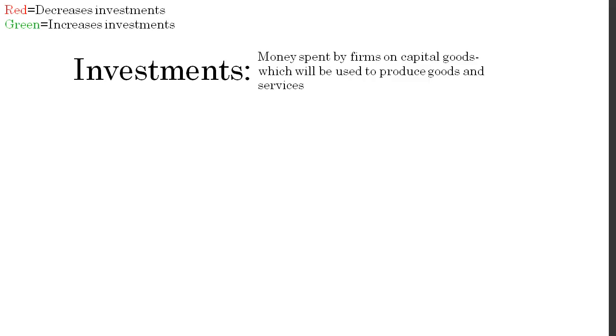Now we're going to look at the next component of aggregate demand, investments. This is when firms spend money on capital goods, which are assets used in the production of goods and services.